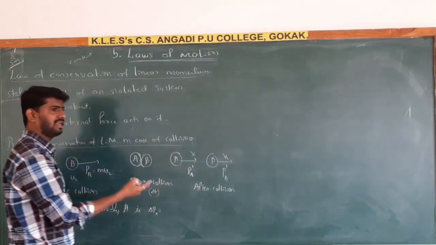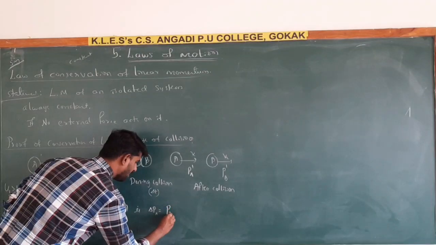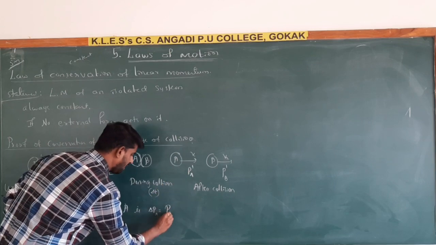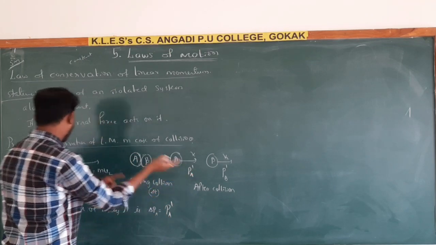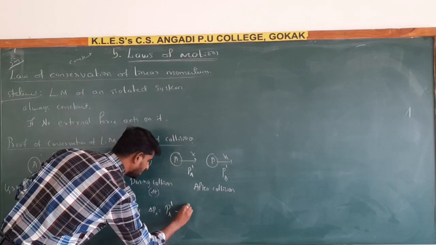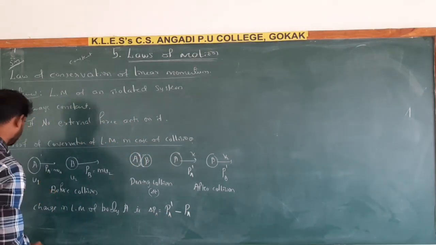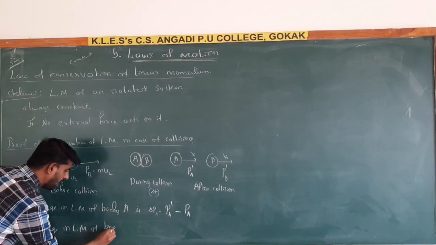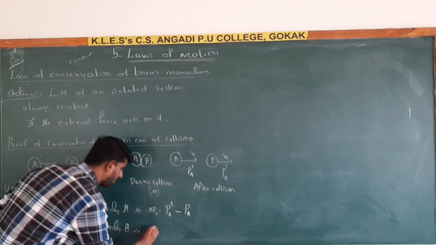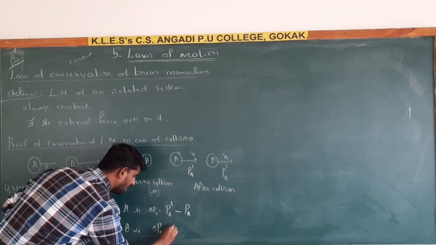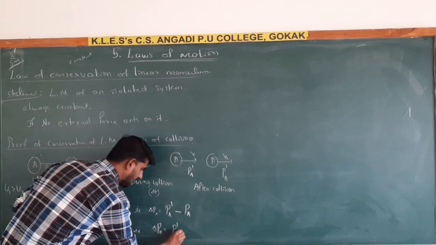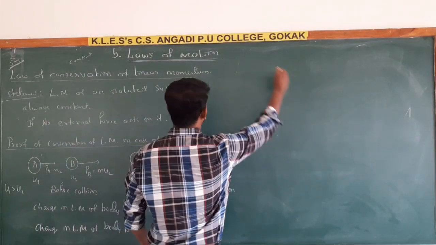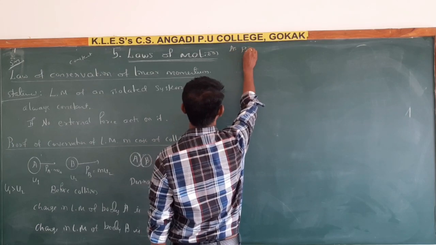Okay, so this is final linear momentum minus initial linear momentum. This is P2, sorry. So what I have given the symbol, this is PA dash, after the collision minus before the collision. This is PA. In the same way, change in linear momentum of a body B is delta PB, equal to linear momentum after the collision, that is PB dash, minus linear momentum before the collision, that is PB.